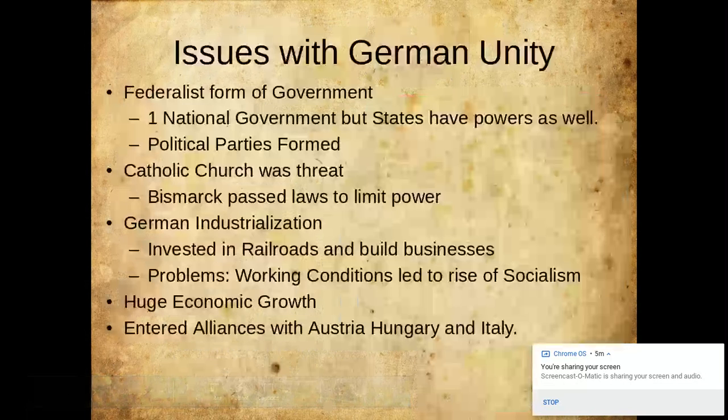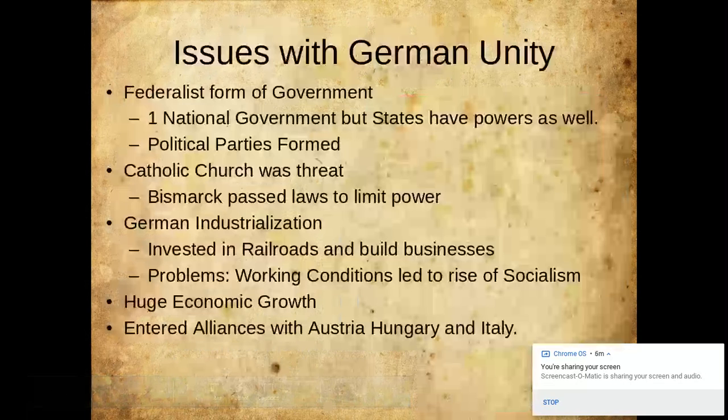They're now a country. They unified all the German states, called Germany now. Very similar to what we did with Italy. Germany faced some problems. One was the form of government, a federalist form of government: you have one national government, but states have powers as well. Political parties were being formed, and if you know anything about political parties in today's culture, that can cause problems amongst your people. Many Germans felt the Catholic Church was a threat, so Bismarck passed laws to limit their power. They claim the Pope has a lot of power, and if you're a power-hungry leader, you don't want somebody else having power, so you take that power away from the church.